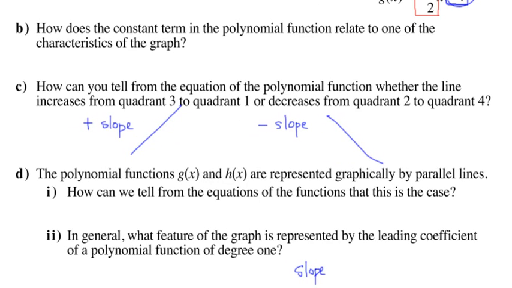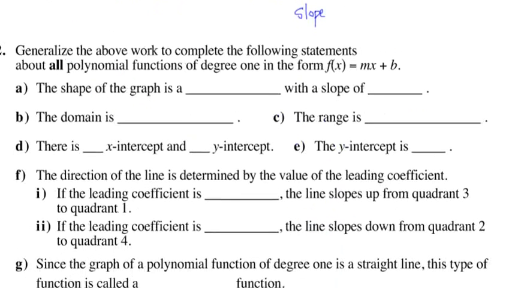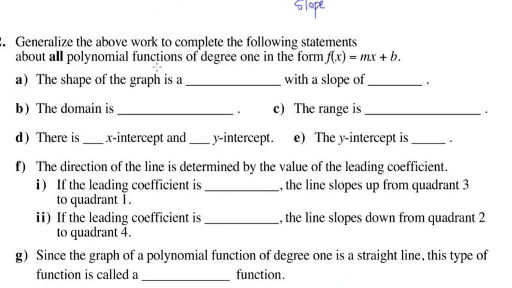So now, they're going to wrap all that up again by getting us to fill in some blanks. Generalize the above work to complete the following statements about all functions that look like y equals mx plus b. It'll generally be y equals, but f of x is okay as well. The shape of the graph is going to be a straight line, and it will have a slope of m. In other words, whatever multiplier is in front of x, that's your slope.